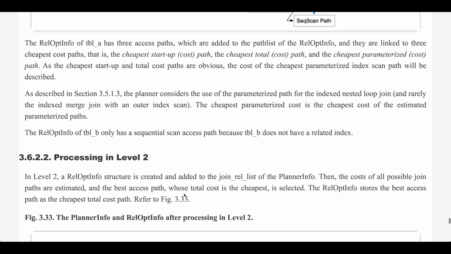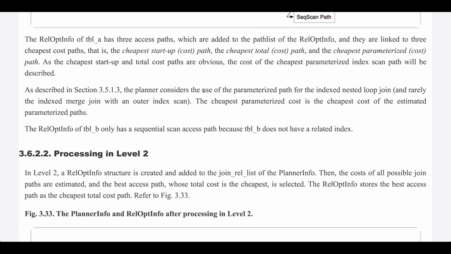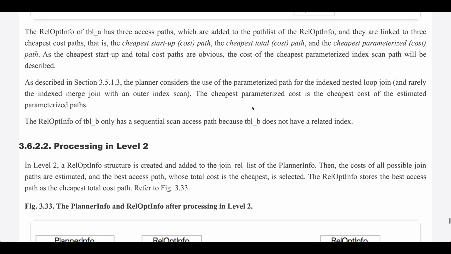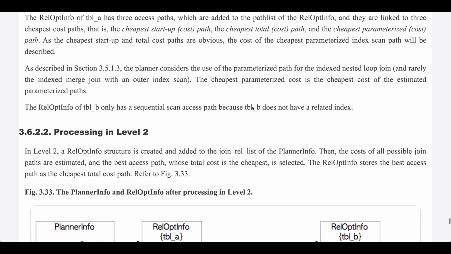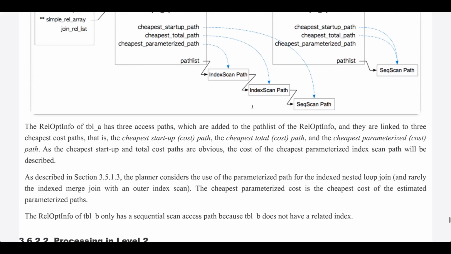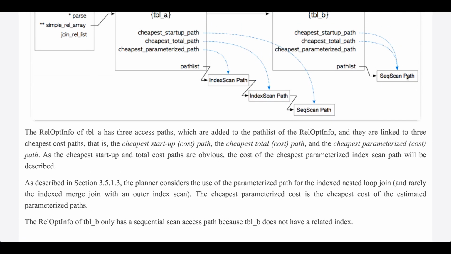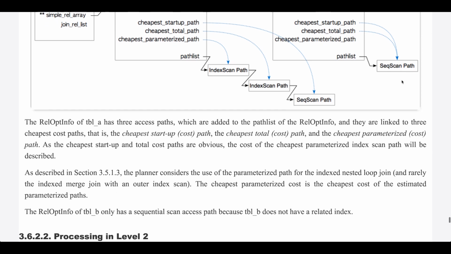As described above, the planner considers the use of the parameterized path for the indexed nested loop join, and rarely the indexed merge join with an outer index scan. The cheapest parameterized cost is the cheapest cost of the estimated parameterized paths. The RelOptInfo of table B only has a sequential scan access path because table B does not have a related index.